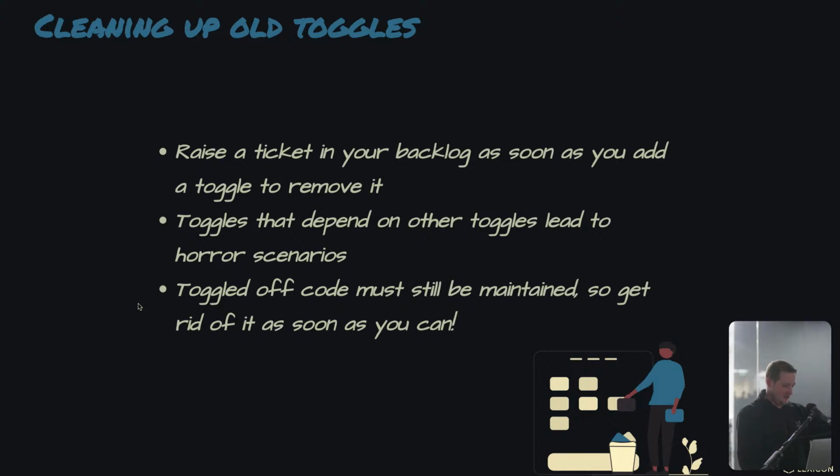I've had hundreds of toggles still existing in the system, and all of that code has to be maintained. All the code in the off branches still needs to be maintained, particularly if you're working in a typed language and you update a type that's used in the off branch. You're going to have to maintain all that code. So be vigilant, get rid of them as soon as you don't need them. As soon as they're on, get rid of them. Maybe leave them for a sprint just in case you need to turn it off again.